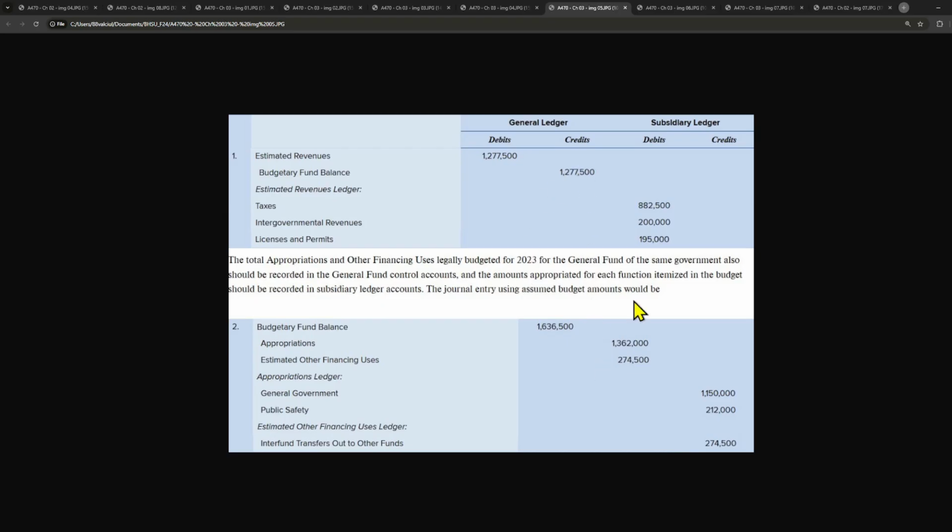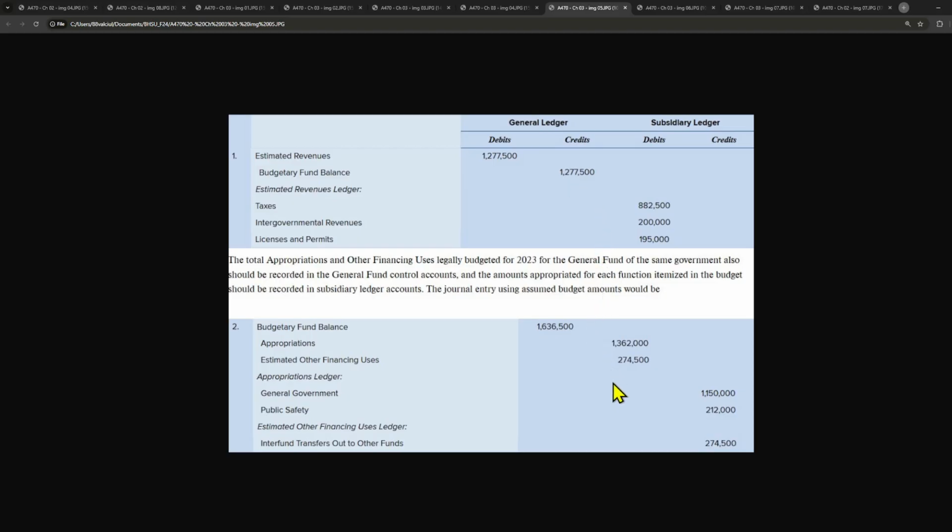So here in the subsidiary ledger, you've got these numbers which add up to the estimated revenues, right? In the estimated revenues ledger, you have taxes. This is what you think that you're going to be able to get, right? This is your budgetary process. You have estimated revenues of taxes, intergovernmental revenues, and licenses and permits. Now remember, a revenue is a credit, but our estimate of it is the opposite. So when we add these up, we get the estimated revenue, and that's the amount in the budgetary fund balance.